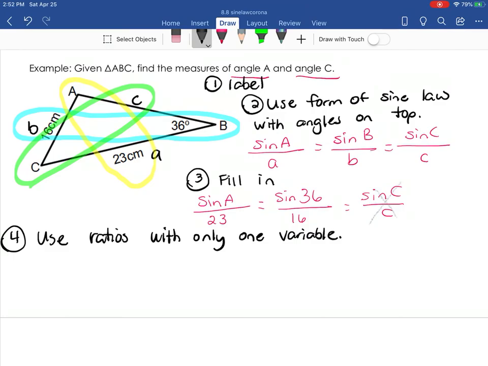So use ratios with only one unknown or variable. Same thing like we did up there. We're not going to do C because we don't know any of those. So now we have sine A over 23 and sine 36 over 16. Again, it's up to you what you want to do here. Maybe it's even easier just to do sine 36, push equals in your calculator, and then divide 16.